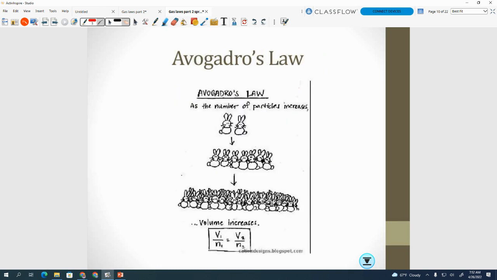All right, nothing to copy off of this one, just kind of showing you. So I use the bunnies because bunnies like to repopulate. All right, so we start off with 2 particles. Those 2 particles multiply. We end up with more than 2 particles, and then they multiply again. And so at each level, the volume-mole relationship stays the same. The fraction stays the same. It's just the numbers are different.